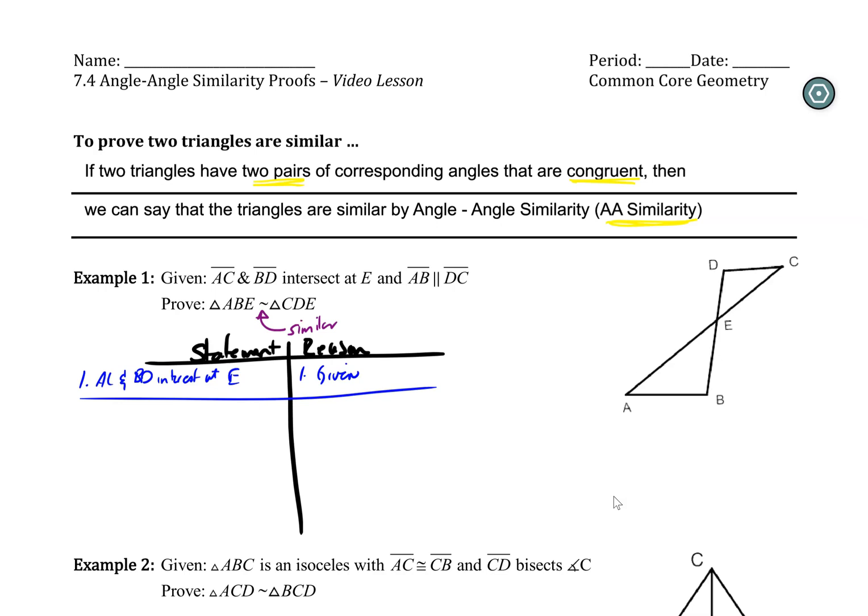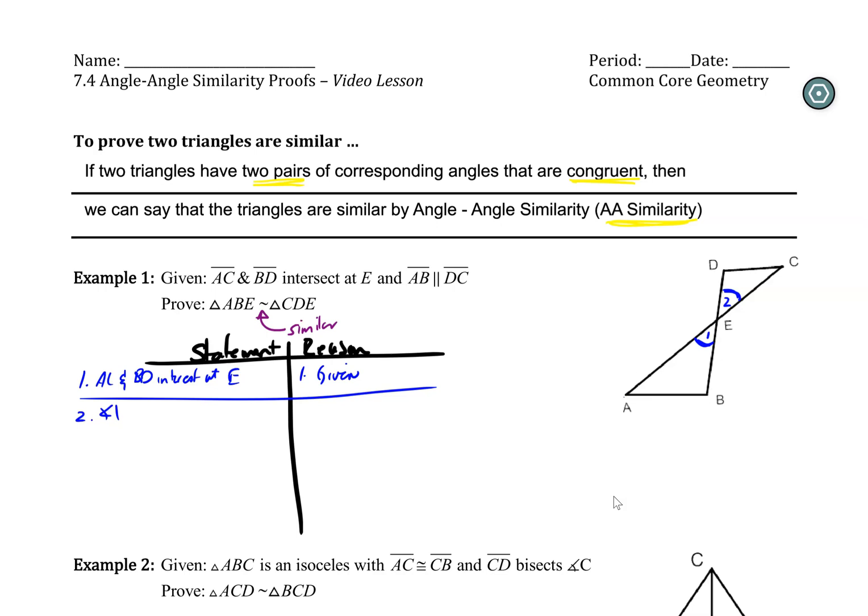Well, if I have intersecting line segments, we know that vertical angles can be created. So I'm going to say this angle here and this angle here. Again, I can't call it angle E. It's too vague. So I'm either going to call it AEB for this first one and DEC for the second one, or I can just simply say angle 1 and angle 2. Again, labeling inside the diagram, specifying who angle 1 and angle 2 is in your particular proof.